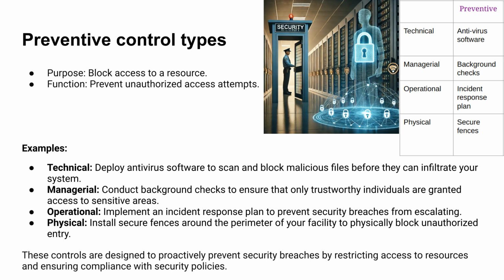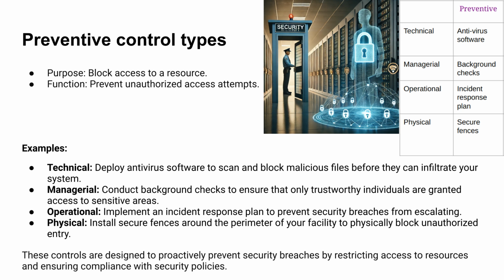In this section, we'll dive into different types of controls and organize them based on their purpose. Let's start with preventive controls. These are designed to block unauthorized access and prevent security incidents before they occur. For example, antivirus software can be deployed to detect and eliminate malicious files, safeguarding your system from potential threats.